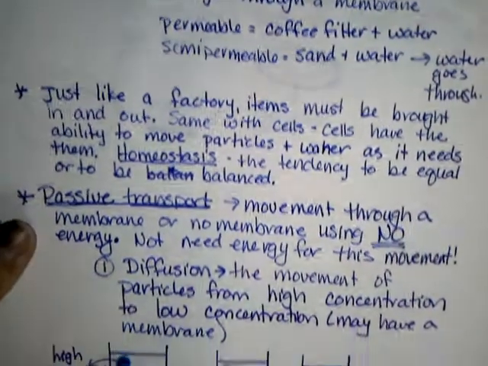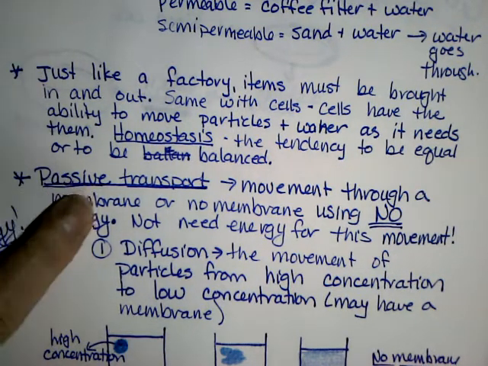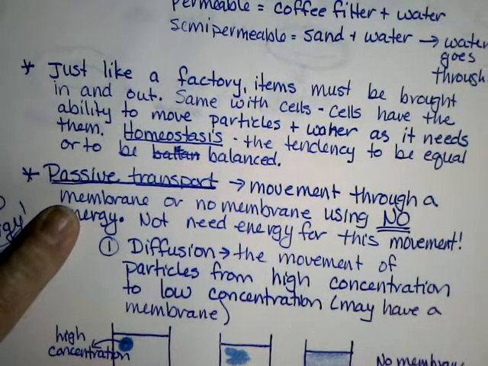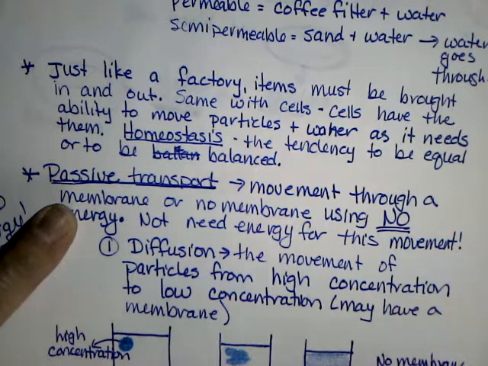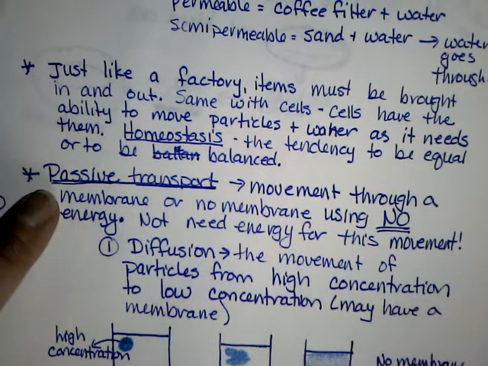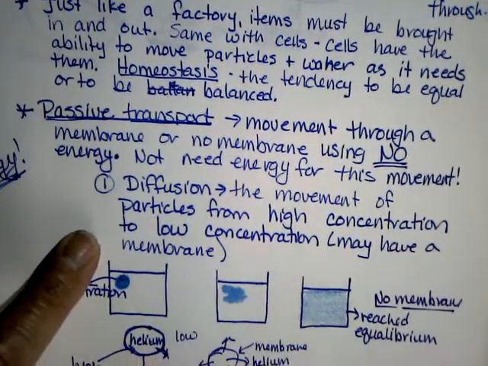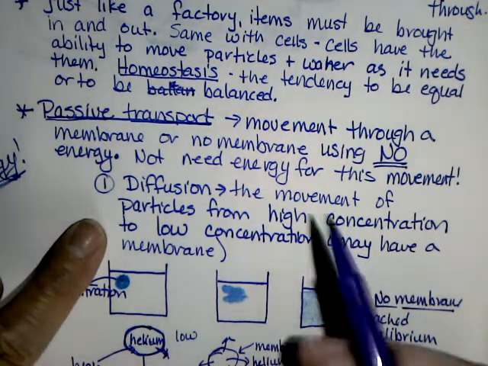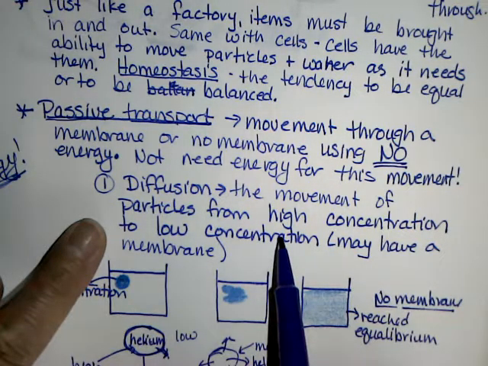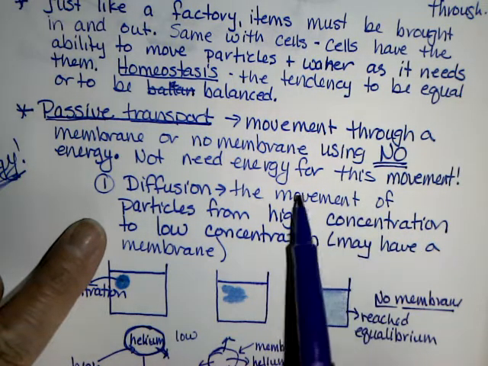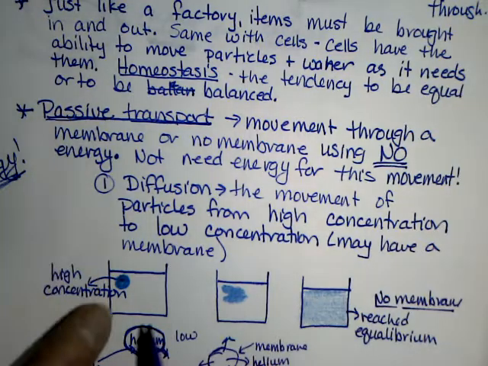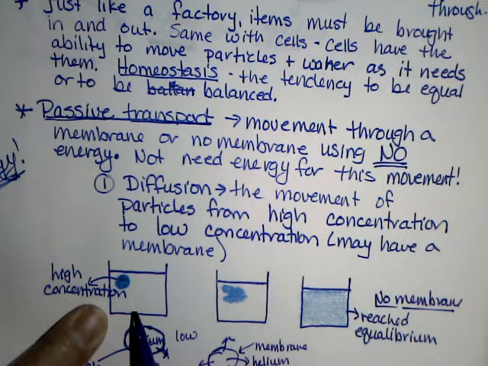Passive transport. No energy is required by the cell for this. Instead, it lets things go from high concentration to low concentration. No energy. Two types of passive transport. One is diffusion. Diffusion is the movement of particles from high to low, and may have a membrane. High to low. Think of adding food color to a beaker.